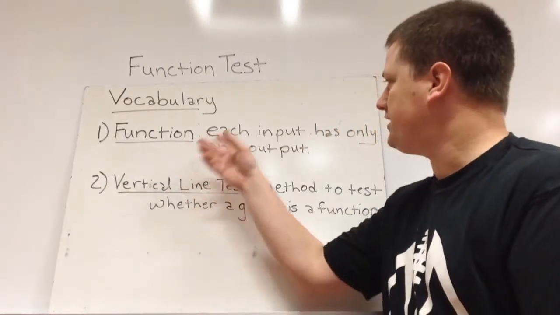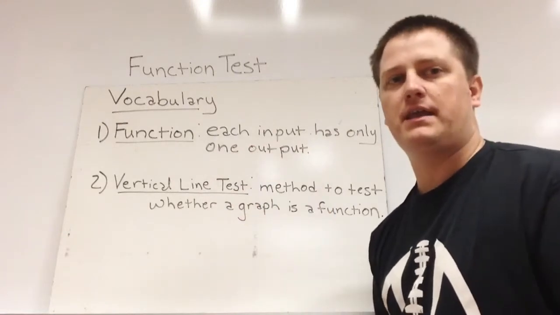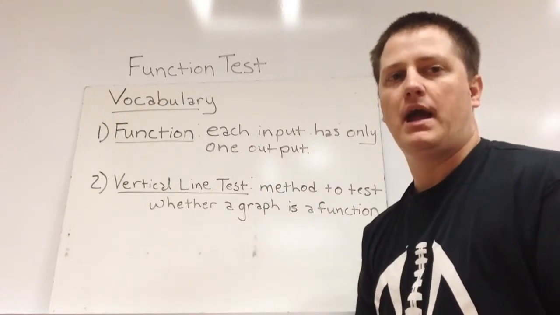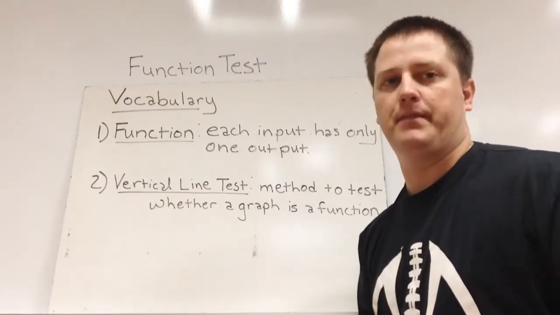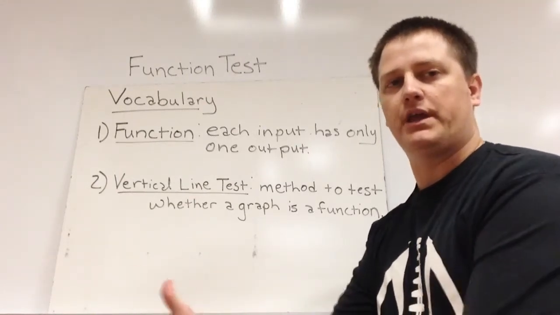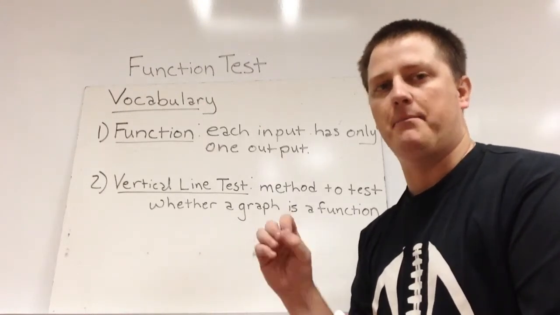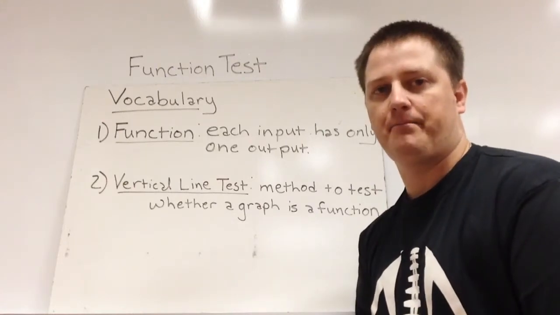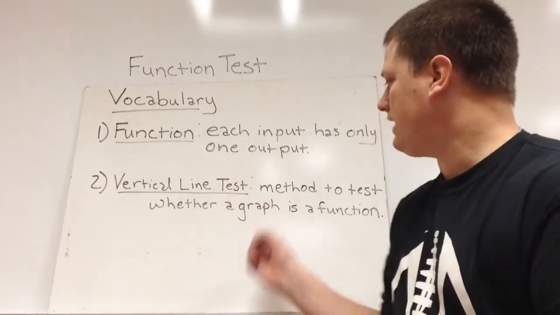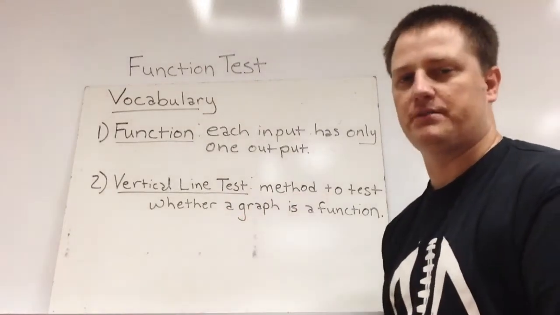Vocabulary. Function: each input has only one output. Basically, I put a number in, I can only get one answer out of the problem. So if I put a 2 in, I'm only going to get one answer. And if somebody else uses the same problem and puts a 2 in, they'll get the same answer that I did. Vertical line test: a method to test whether a graph is a function.